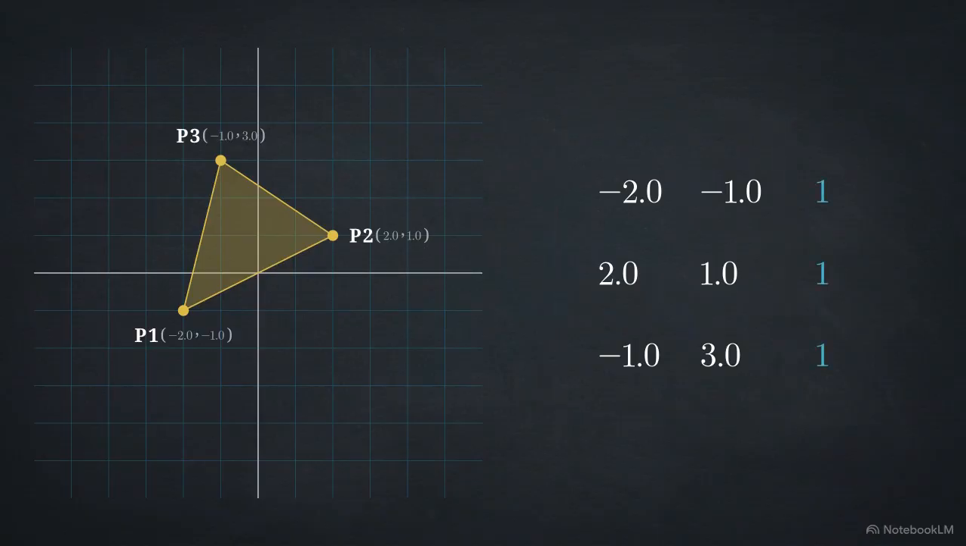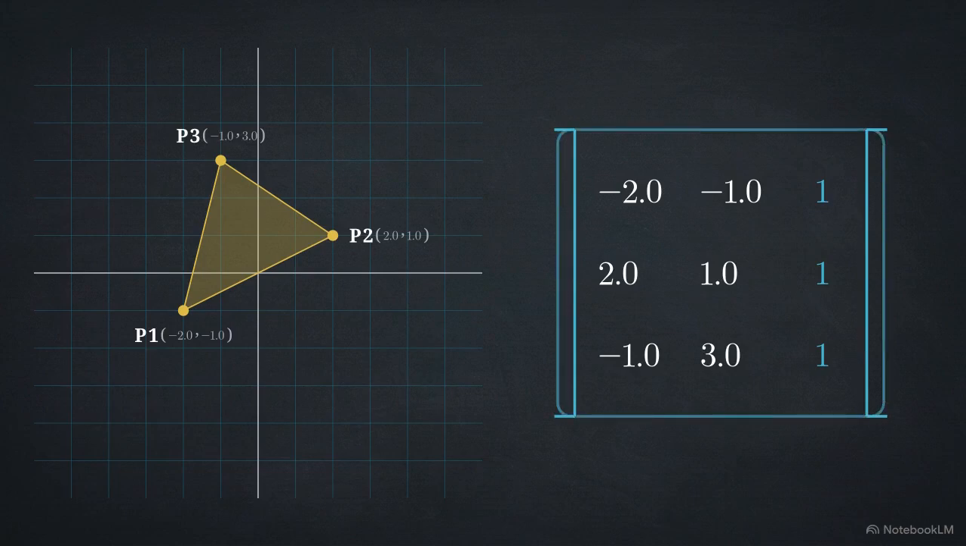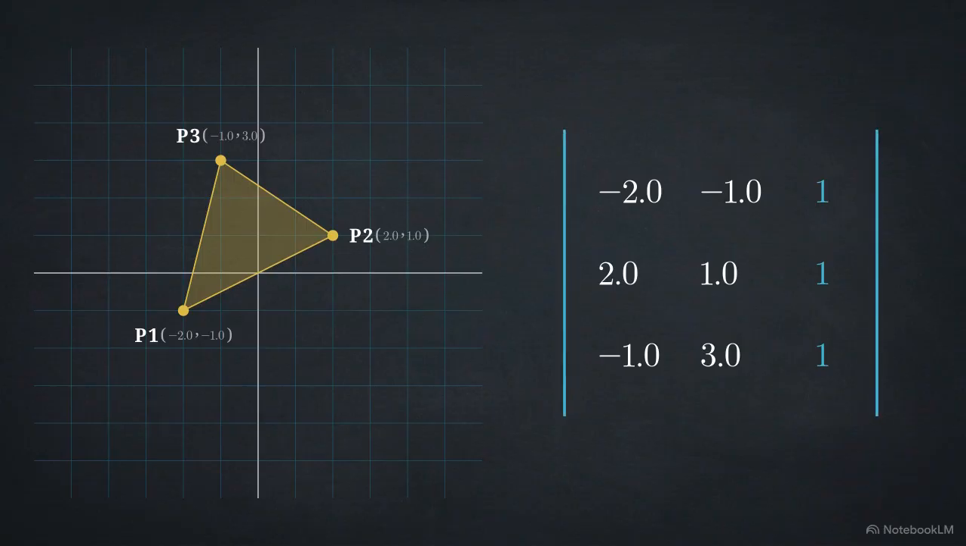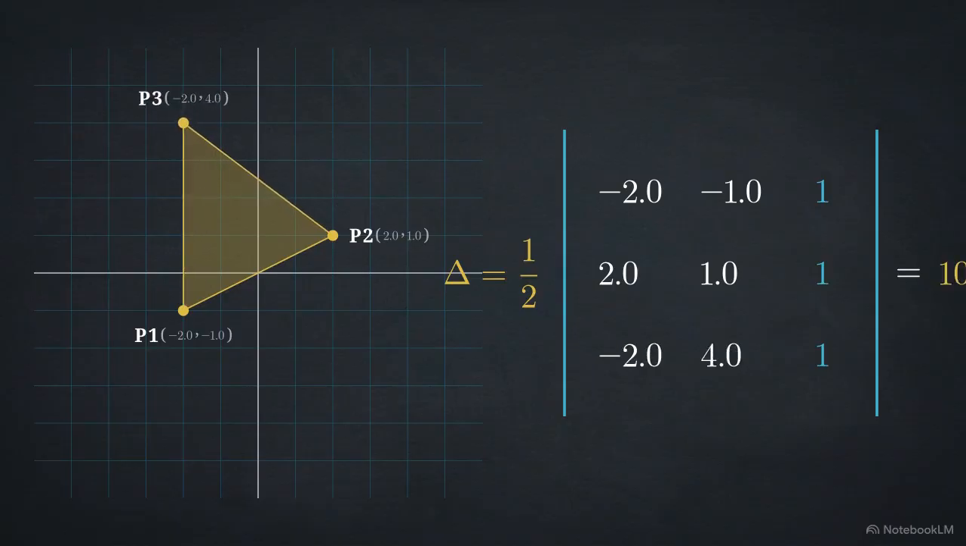But matrix determinants require a square grid to resolve. To fulfill that structural requirement, we add a third column comprised entirely of ones, locking the data into a valid 3x3 format. Calculating the determinant of this specific matrix and dividing the result in half gives us the exact bounded area of the triangle, denoted as delta. This equation holds true for any triangle.